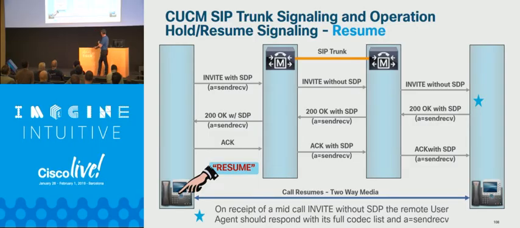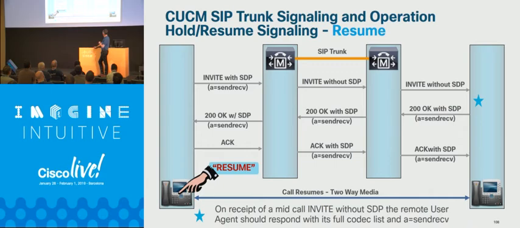But what we should see coming back in this invite is an invite as if it's a brand new call. So it should say sendrecv, and it should have the full list of codecs that you support. So what we're doing here is sendrecv, we ACK that back with our SDP, we establish two-way media, and we resume the call.